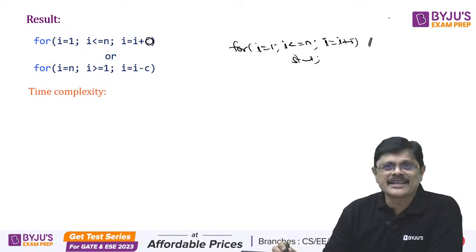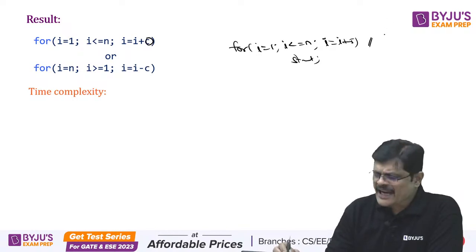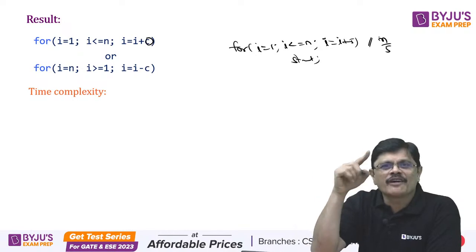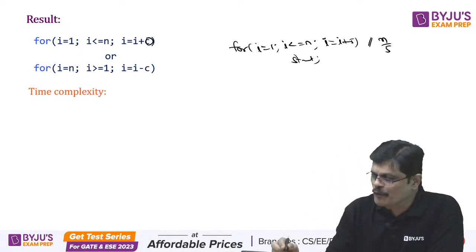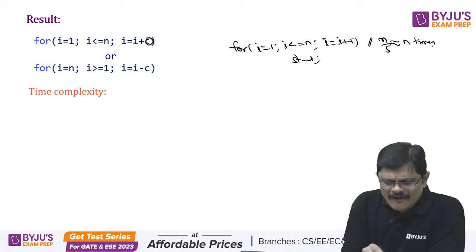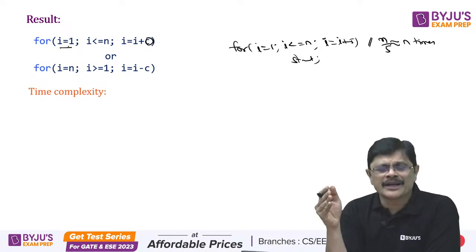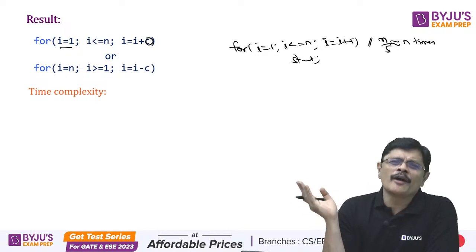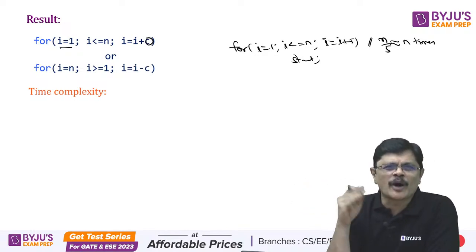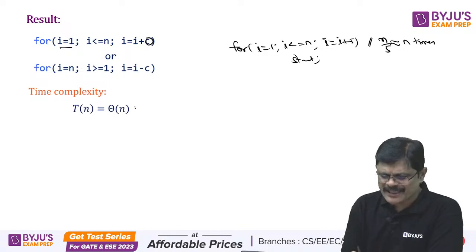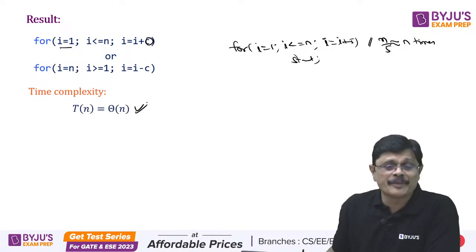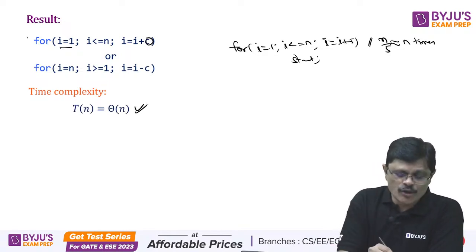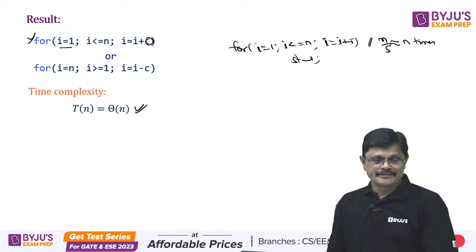Simply, how many times does it iterate? Actually it may iterate n by 5 times, but the coefficient of the highest order term can be dropped, therefore it is n times. So whenever you are going from i = 1 to n with an increment of a small constant c, or from n to 1 with a decrement of a small constant c, the time complexity would be theta n. The most important result, please remember.